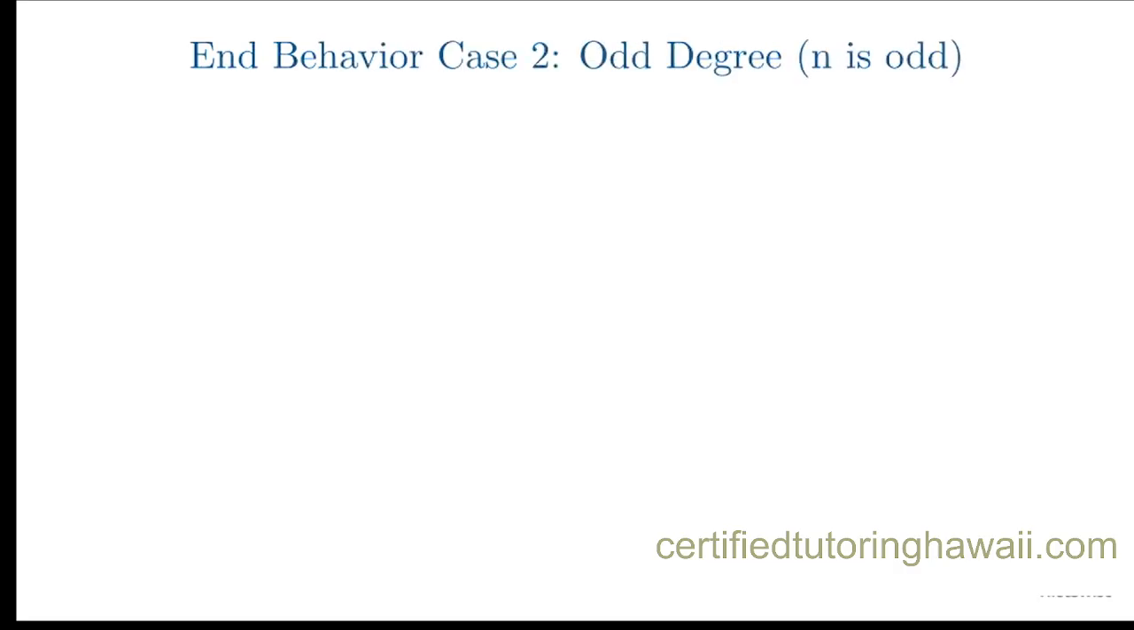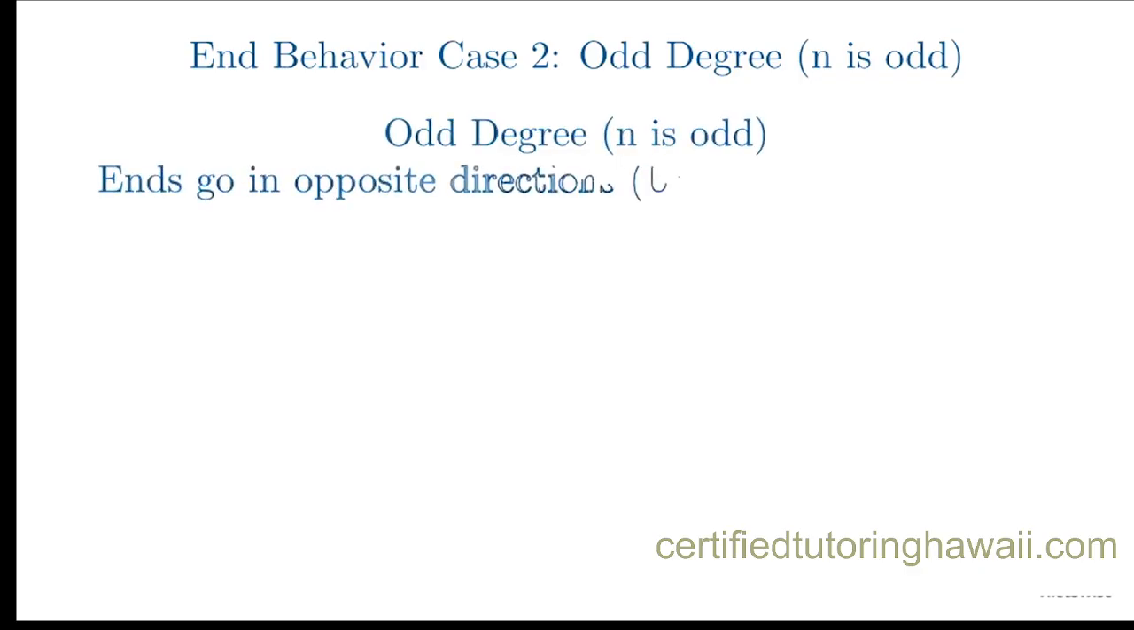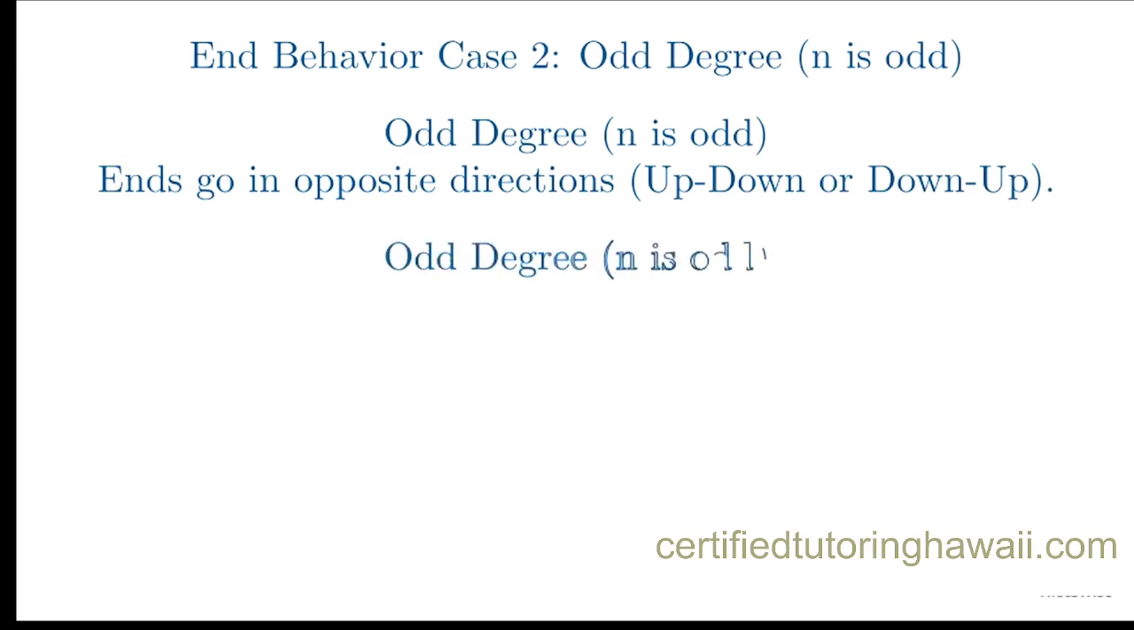Now let's look at the second case for end behavior. What happens when the degree is an odd number? If the degree is an odd number, like 1, 3, or 5, the graph's two ends will go in opposite directions. One end will go up, and the other will go down. So for an odd degree polynomial, one end goes up and the other goes down. This means there will be no global maximum or global minimum for an odd degree polynomial, because the graph stretches infinitely in both the positive and negative y directions. A key takeaway is that odd degree polynomials never have a global maximum or minimum.